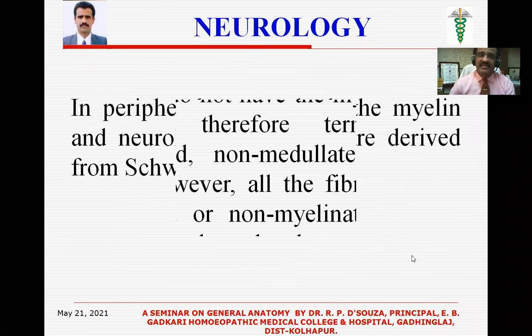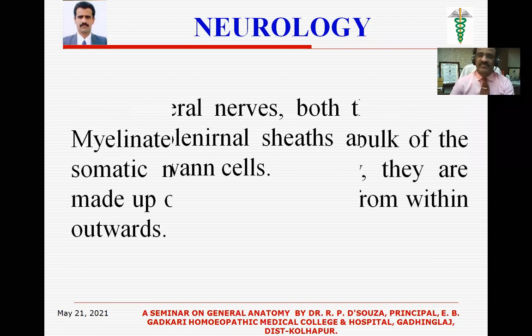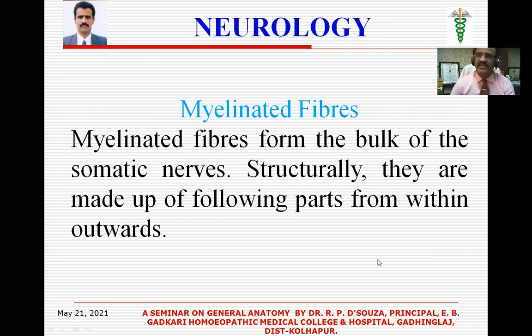the tracts. In peripheral nerves, both the myelin and neurolemmal sheaths are derived from Schwann cells. New types of cells, Schwann cells, we have studied in neuroglia. Now we'll talk about myelinated fibers. Myelinated fibers form the bulk of the somatic nerves. Somatic nerves means nerves which go to your body are called somatic nerves. The bulk of the somatic nerve is formed by the myelinated fiber.